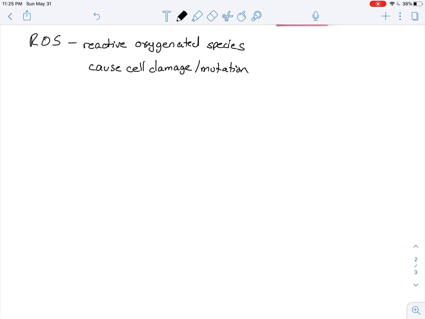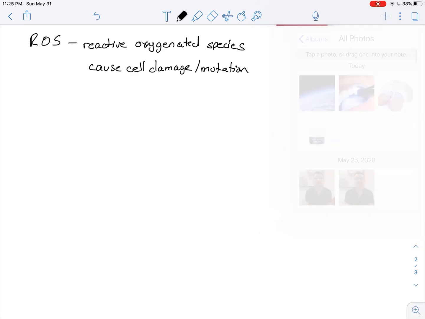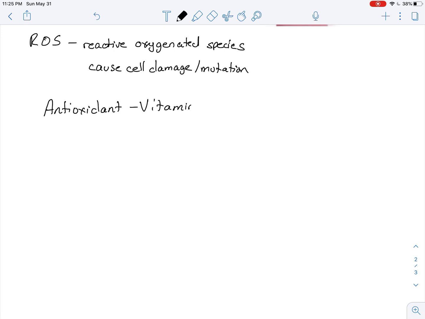body. And I wonder how many of you have heard that if you were to eat a handful of blueberries every day, that will lower your risk of getting cancer. I wonder how many of you have heard this. Well, the reason for this is because blueberries are very high in an antioxidant called vitamin E.